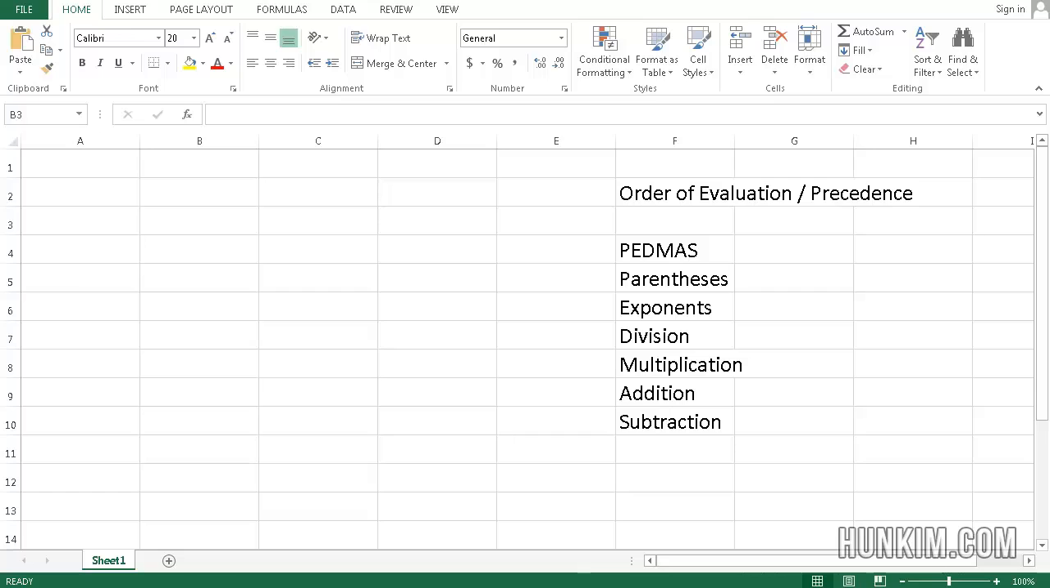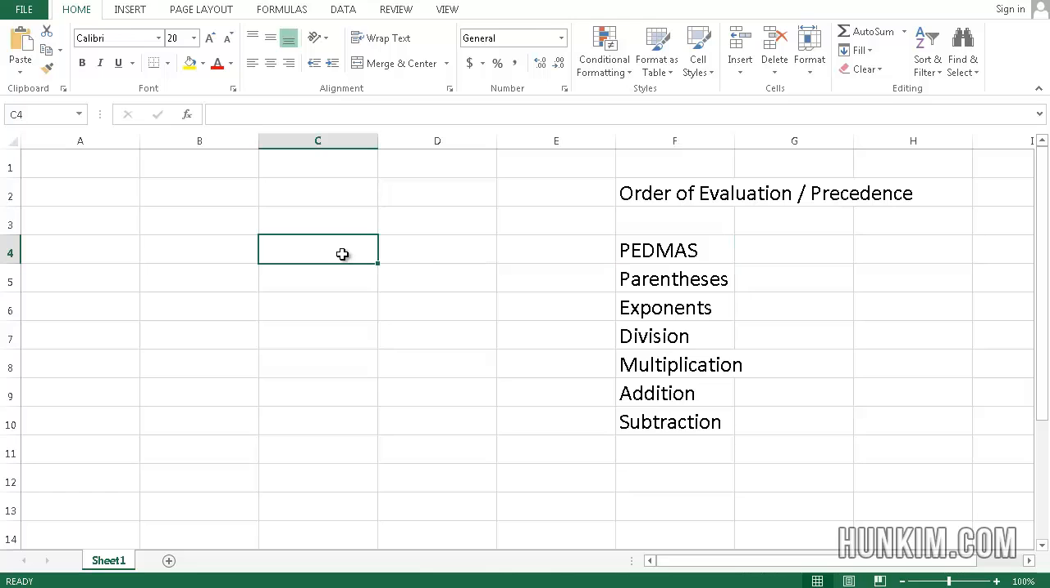Let's practice some order of evaluation precedence in Excel 2013. So the idea here is that just like math class a long time ago, we have this idea of PEDMAS. Parenthesis comes first, exponent comes second, division, multiplication, addition, and finally subtraction. Sometimes we call this BEDMAS instead of parenthesis. It's the same thing as the idea of a bracket. What do we mean by this?